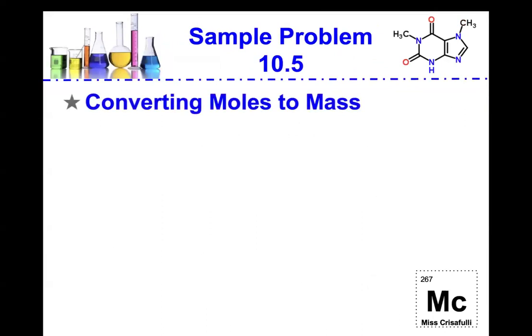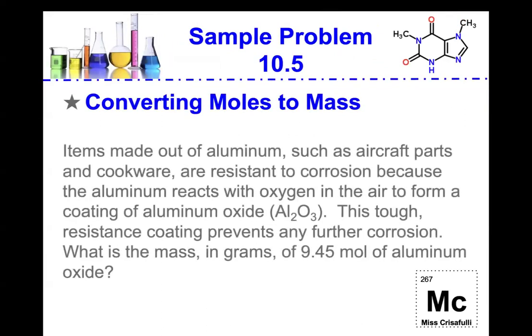So we have sample problem 10.5, converting moles to mass. Items made out of aluminum, such as aircraft parts and cookware, are resistant to corrosion because the aluminum reacts with oxygen in the air to form a coating of aluminum oxide, which is Al2O3. This tough coating prevents any further corrosion. What is the mass in grams of 9.45 moles of aluminum oxide?